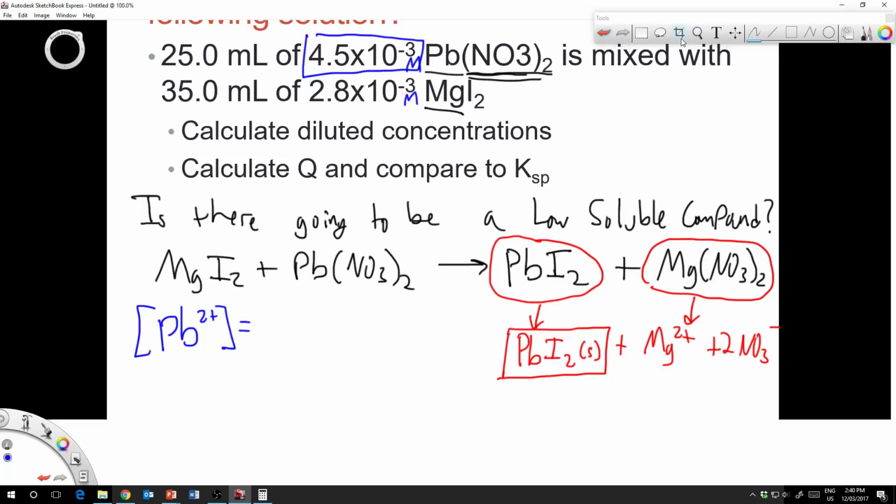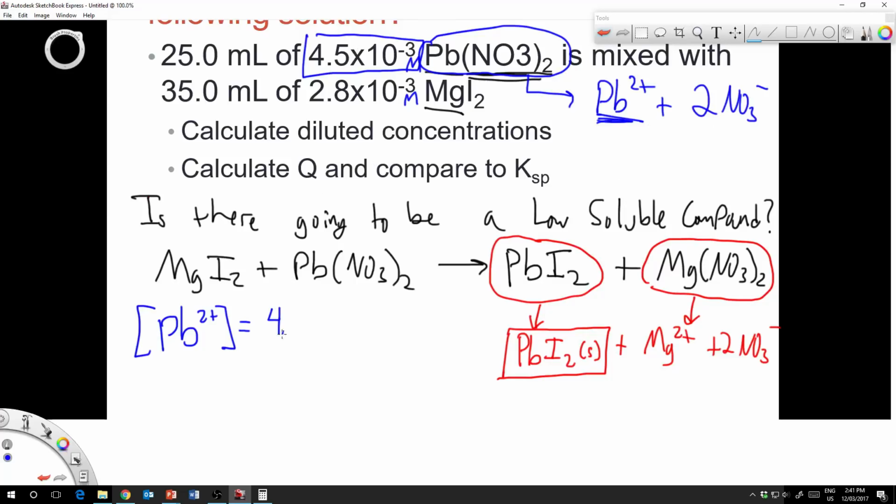Okay. What do I mean by that? Well, the lead ions come from the lead nitrate, which means that lead nitrate will dissolve into the following. One lead nitrate will produce one lead ion. Which is great, because then we can just pull this.